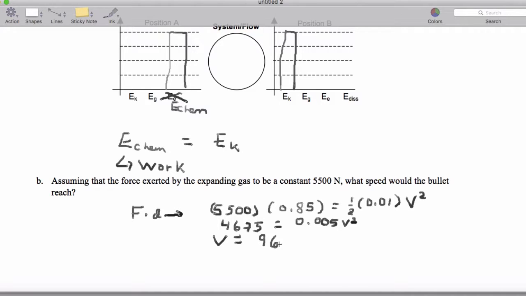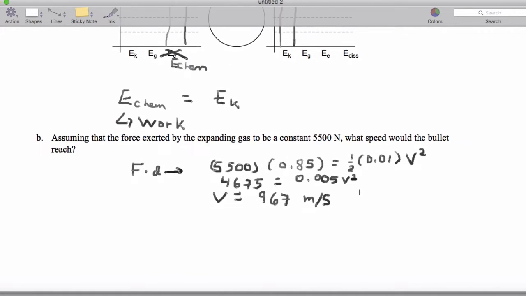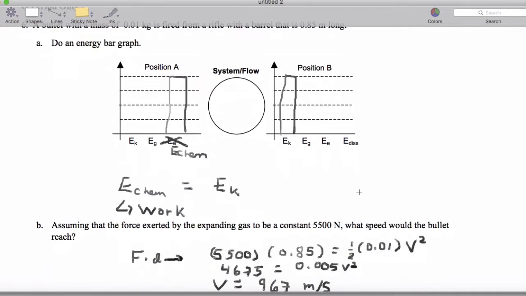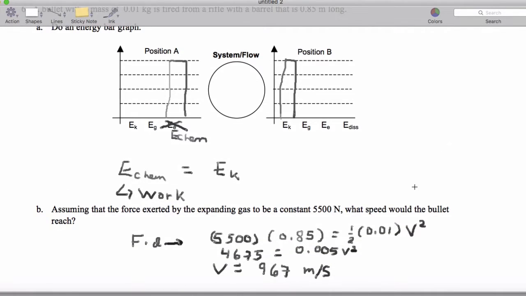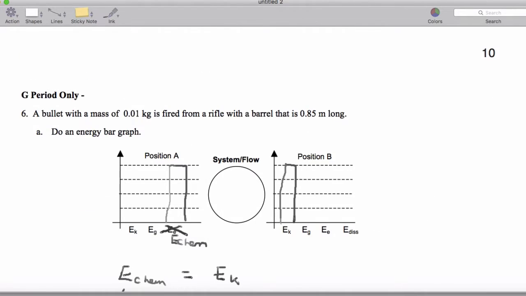That's a pretty fast speed. I don't know if that's actually possible for a bullet. I think the speed of sound is 308 meters per second, so we're talking 3 times the speed of sound. I don't think it's going to move that fast. That's a little much. All right, so that's problem number 6.